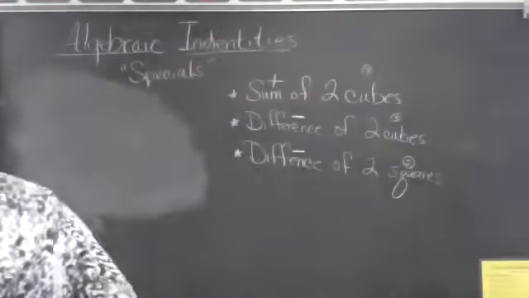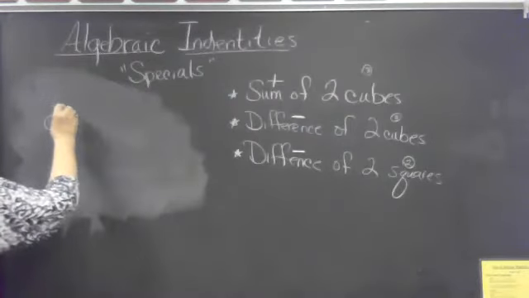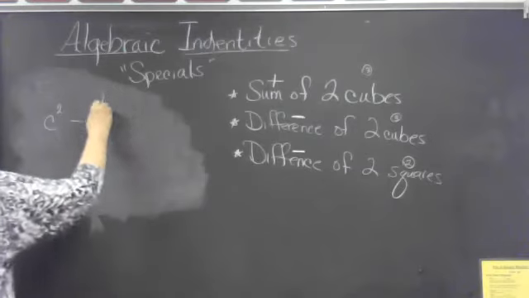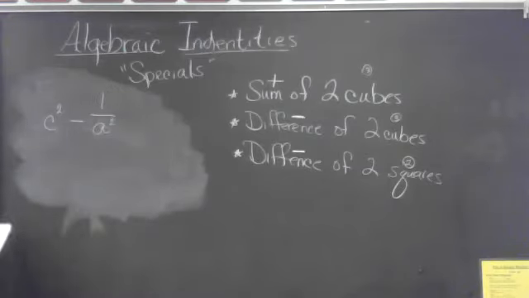And if you numbered your pages, it's also number 2. So 2, 2, 2, C squared minus 1 over A squared. Okay, again, fractions, but you don't have to be scared of them.